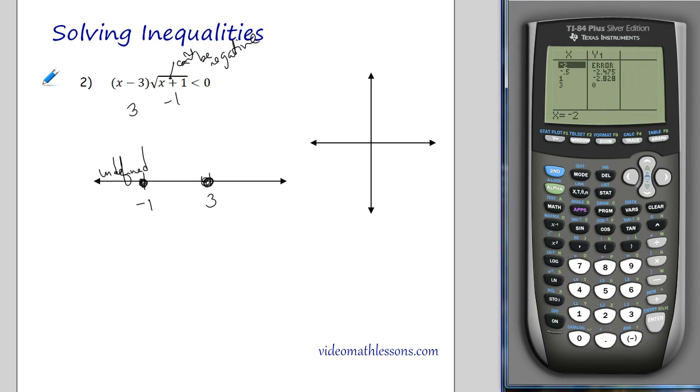Let's go to the table. So I need a number in the middle, so I'll pick a 0. And I'll need a number over here, like a 4. So I just hit 0, enter. I get -3, so it's negative. And hit 4, enter. It's positive. I don't care what number, it's just positive. So at -1, and then we got 2, 3 here.